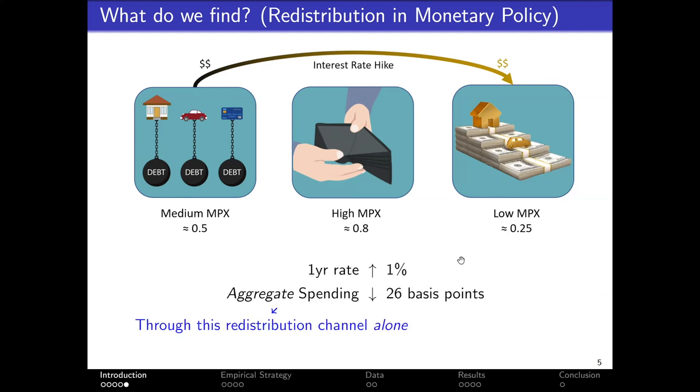And so we estimate that just through this redistribution channel, if the one-year real interest rate goes up by 1%, then aggregate spending will go down by 26 basis points just from this one redistribution channel alone in Denmark, relative to other channels seems like a large and important factor.